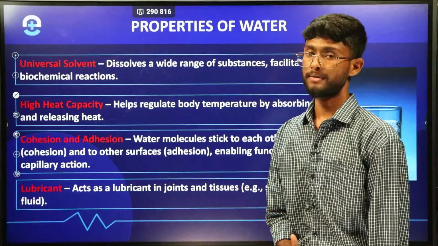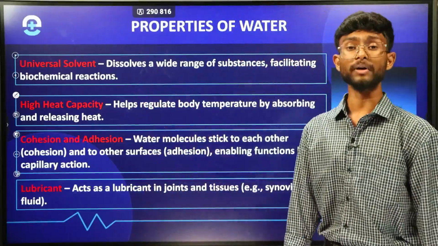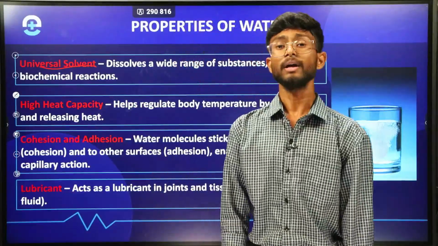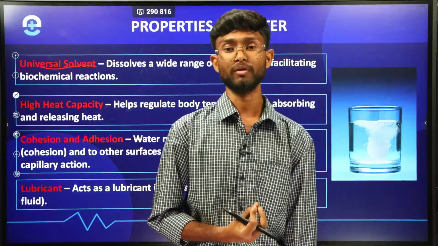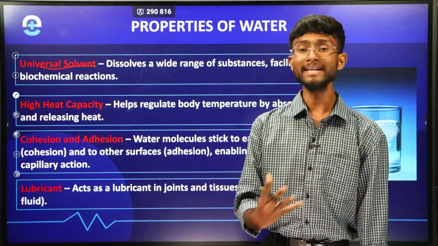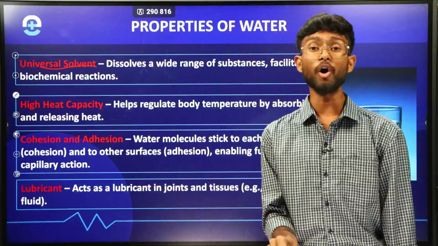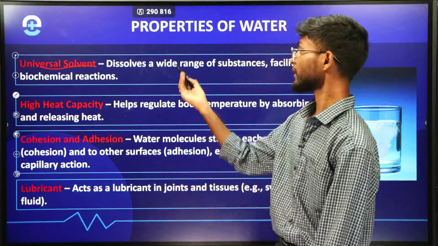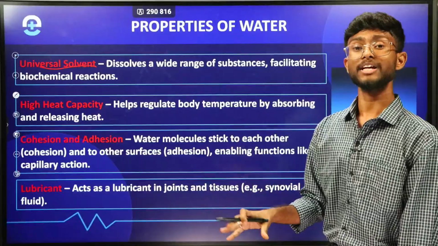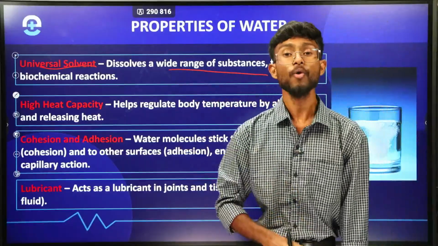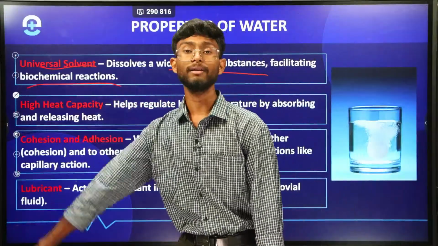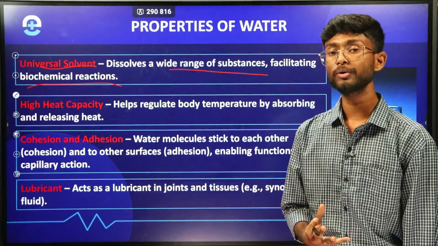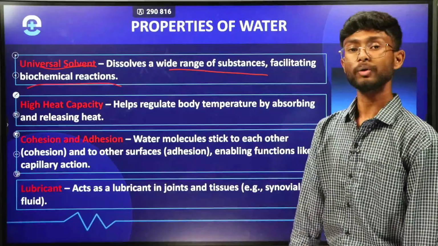So next are the properties of water. The first property of water is that it is a universal solvent. What do you mean by universal solvent? Water is called a universal solvent because it dissolves many substances. That is the reason water is known as the universal solvent. It dissolves a wide range of substances and also facilitates biochemical reactions.